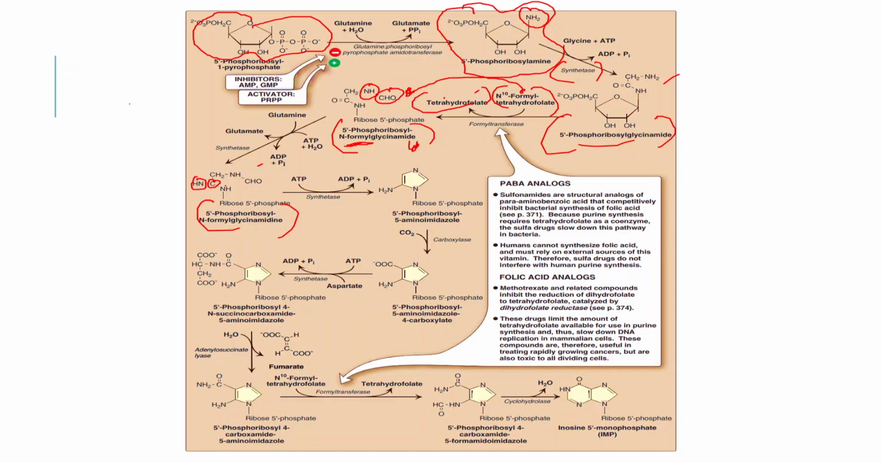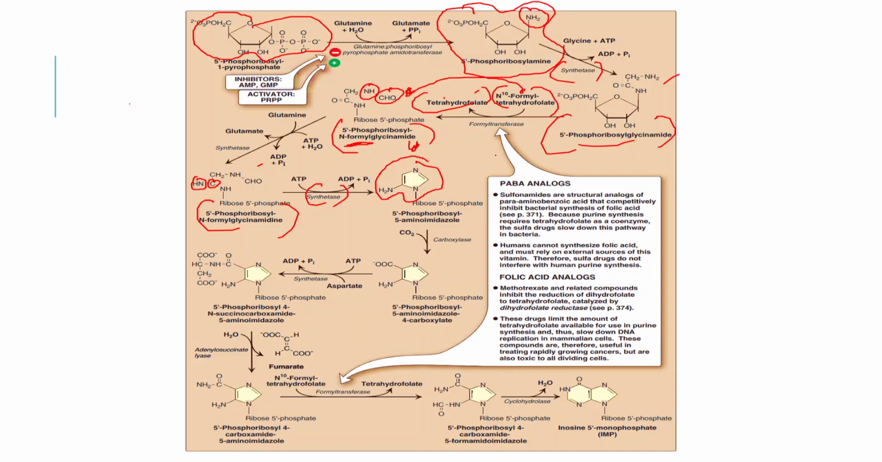Okay, now this entire structure will undergo the cyclization reaction in the presence of a synthetase. By utilizing an ATP molecule, the entire structure now gets cyclized to form a complete imidazole ring. Okay, so this ring is called the imidazole ring.